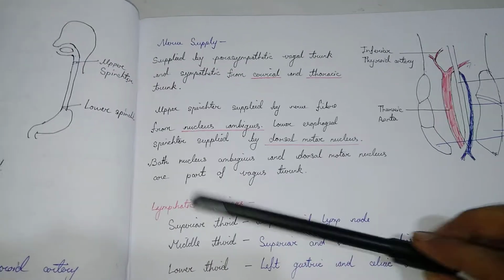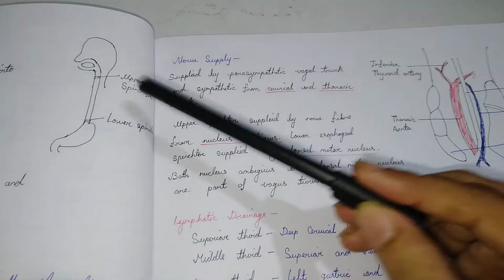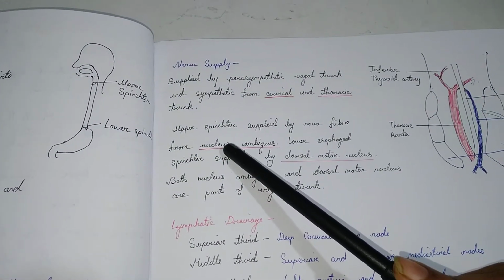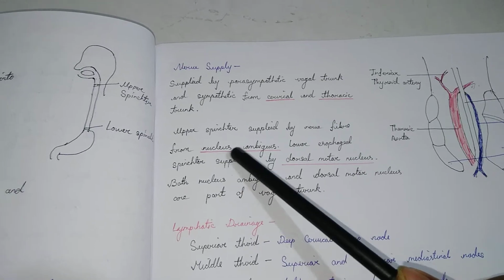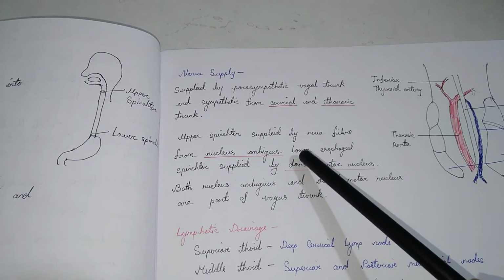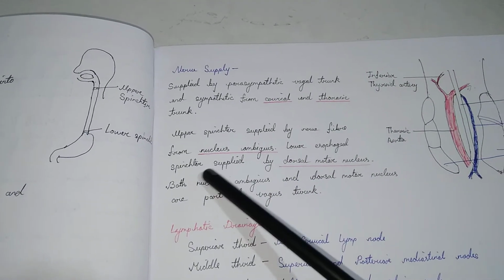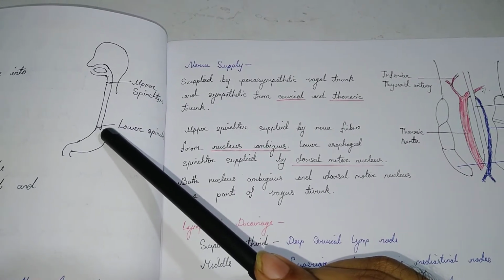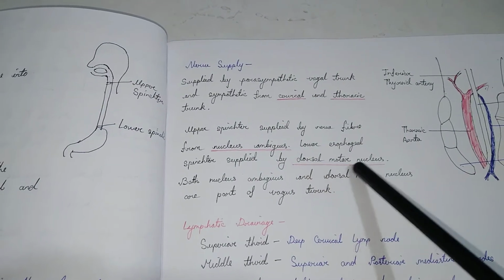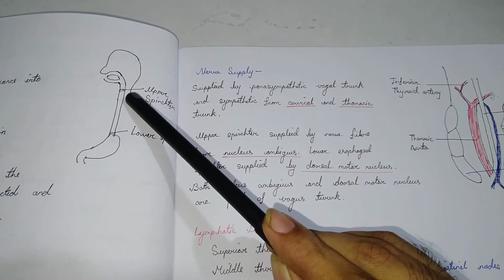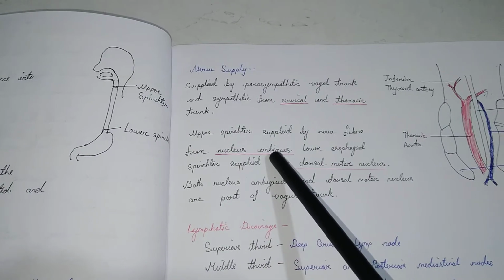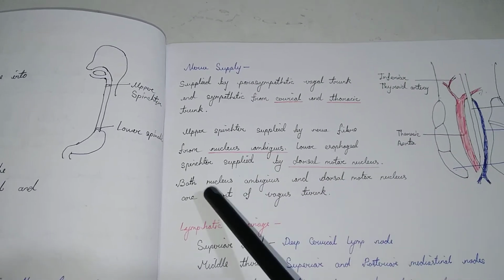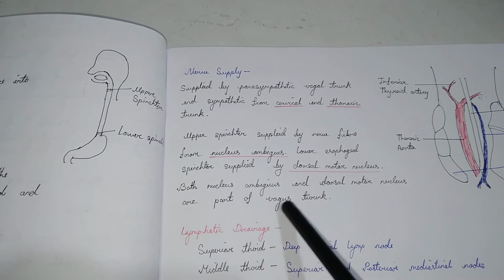The upper sphincter receives its nerve supply from the nucleus ambiguus, and the lower sphincter receives its nerve supply from the dorsal motor nucleus. Both the nucleus ambiguus and the dorsal motor nucleus are part of the vagal trunk.